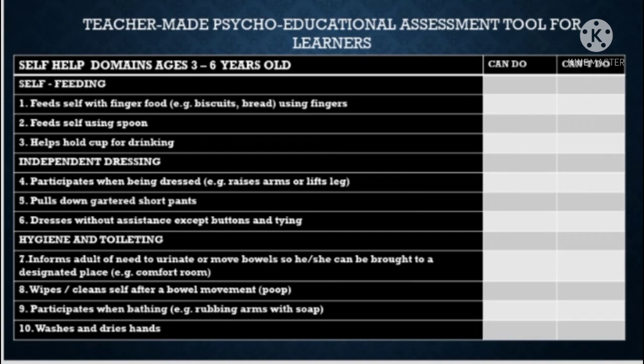For hygiene and toileting, number 7. Informs adults of the need to urinate or move bowels so he or she can be brought to a designated place, for example the comfort room. 8. Wipes self clean after a bowel movement or poop. 9. Participates when bathing, for example rubbing arms with soap. 10. Washes and dries hands.